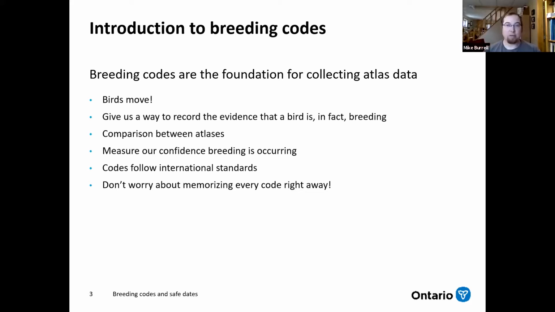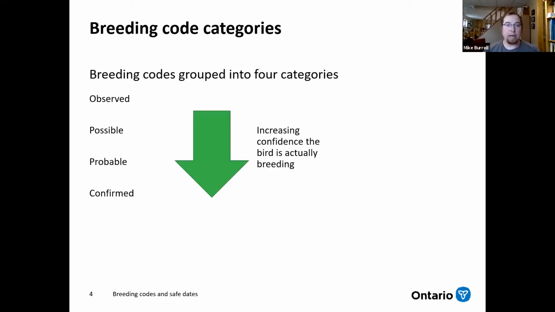And one thing I do want to really emphasize is you don't need to worry about memorizing every single code right away. Most of them are very intuitive. And if you just pay attention to birds and then go to put things into the data entry system, you'll probably be able to figure out very quickly without even having practiced learning them. So breeding codes are grouped into 4 categories, from observed to possible to probable to confirmed. And as you go down that scale, you're increasing in confidence that the bird was actually breeding. So I'm going to go through those 4 categories with an example from each, and then we'll keep moving.